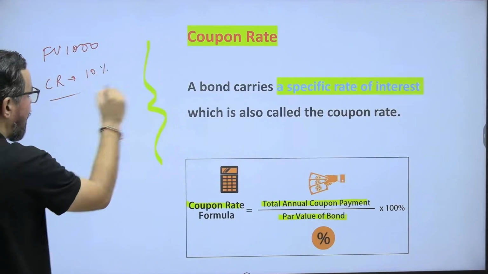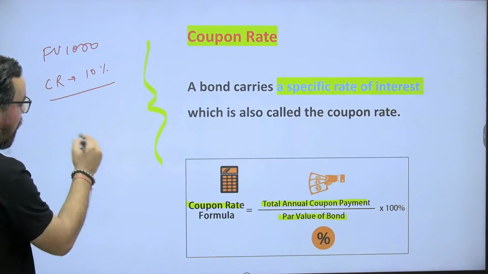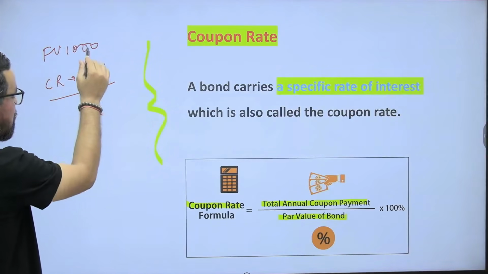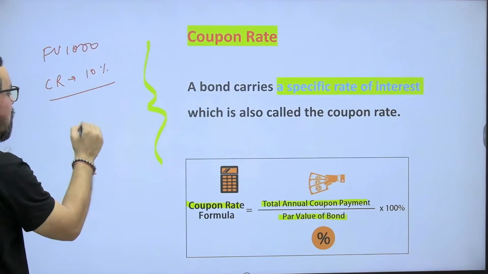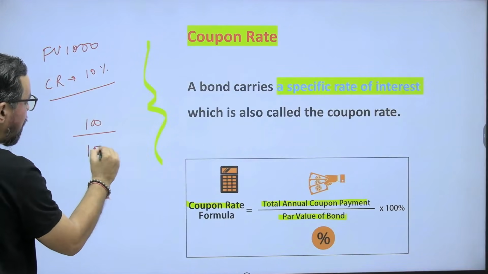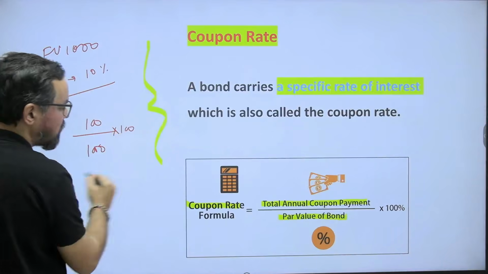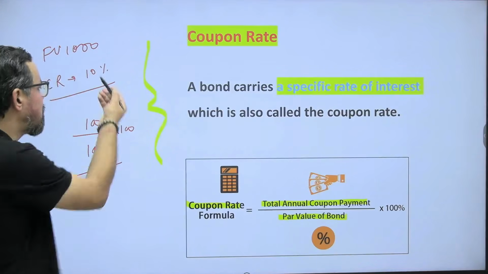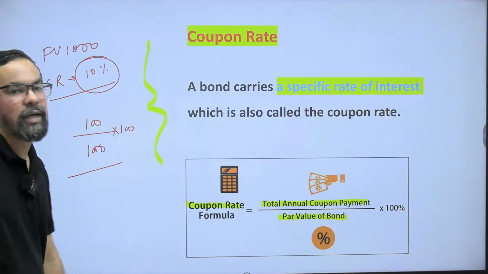So if you have to calculate the annual coupon, how much is it? 10% of 1000 is 100. Divided by 1000, into 100. So that is the outcome for this one. As it is already mentioned as 10%, that is the case here.